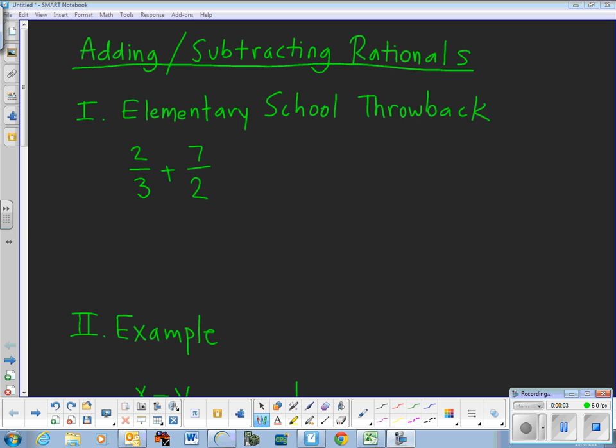All right, today, ladies and gentlemen, we are going to be adding and subtracting rational expressions. And as with adding and subtracting fractions, this is actually a little bit more difficult than multiplying and dividing them because you need the theme of the day, which is common denominator.